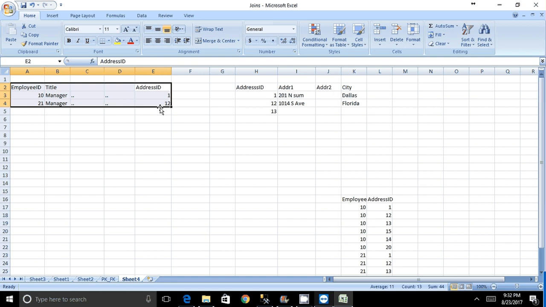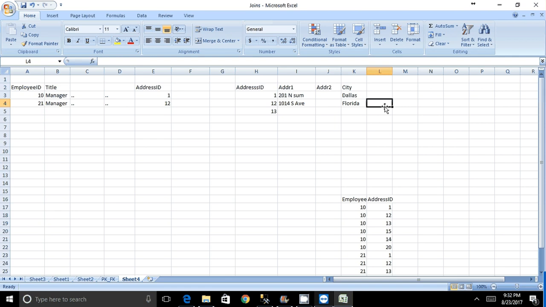Either you can do the employee ID in here. It's okay. You can just not put the address ID column in here. You just put the employee ID in here, and you say employee ID 10 and employee ID 21. Either way it's fine. It's just based on your database design how you want to do it.